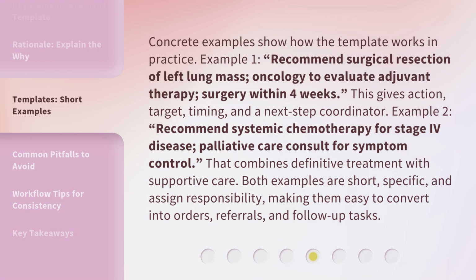Concrete examples show how the template works in practice. Example 1. Recommend surgical resection of left lung mass, oncology to evaluate adjuvant therapy, surgery within 4 weeks. This gives action, target, timing, and a next step coordinator. Example 2. Recommend systemic chemotherapy for stage 4 disease, palliative care consult for symptom control. That combines definitive treatment with supportive care. Both examples are short, specific, and assign responsibility, making them easy to convert into orders, referrals, and follow-up tasks.